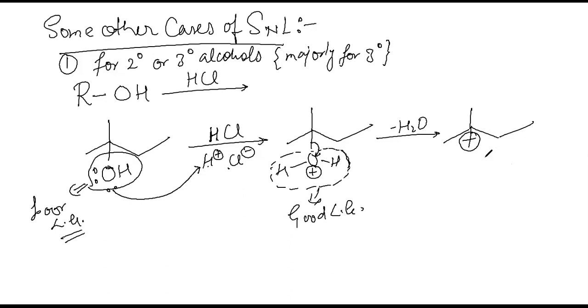Is this carbocation stable, or can we draw a more stable carbocation? This is more stable. We can't rearrange it. So just simply show the attack of Cl minus. Cl minus is coming from HCl only. So we'll get this as the product. This is SN1 in alcohol.